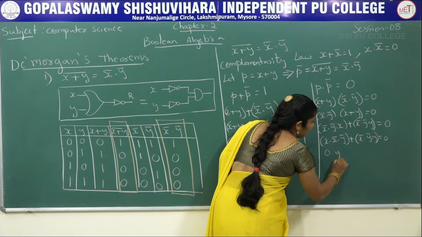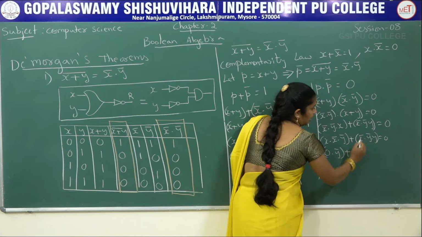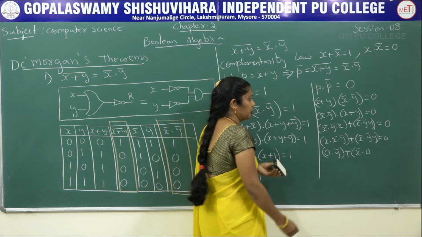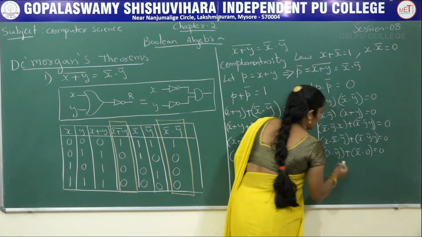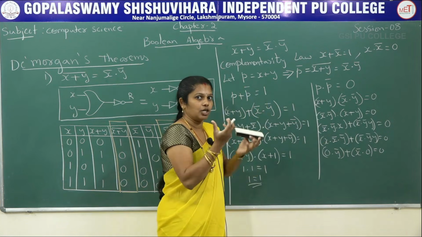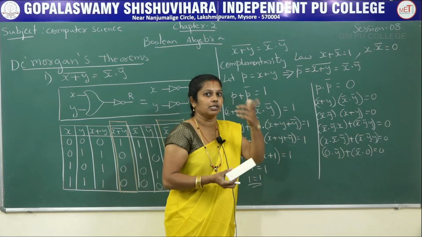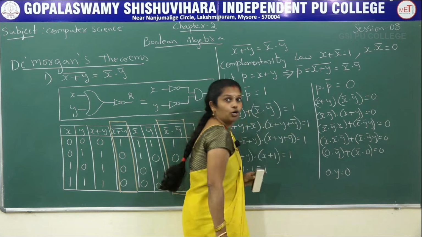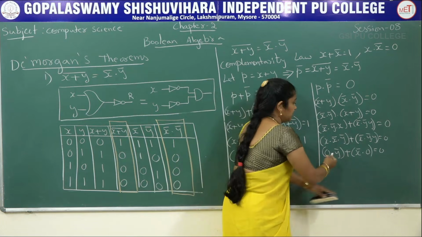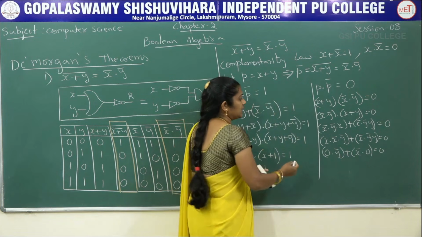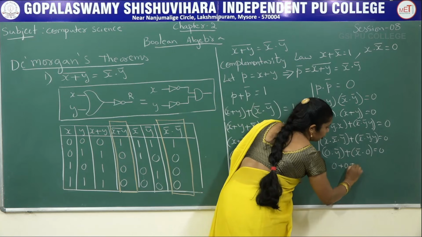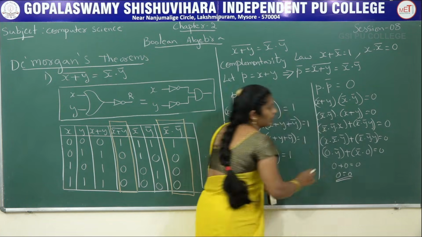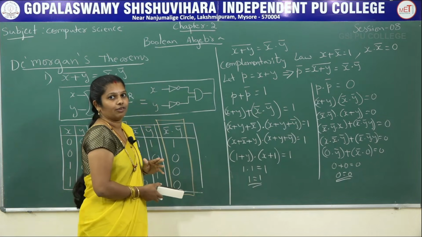0 into y bar plus x bar into 0, because y bar into y is nothing but 0 only, that is equal to 0. Therefore 0 into any number, that is 0 into any variable, is 0 once again, because in the law of multiplication we have 0 into y is nothing but 0 only. That's why 0 into any other variable is 0 only. 0 plus 0 equals 0. 0 plus 0 is nothing but once again 0. Therefore, the right hand side value equals the left hand side value.